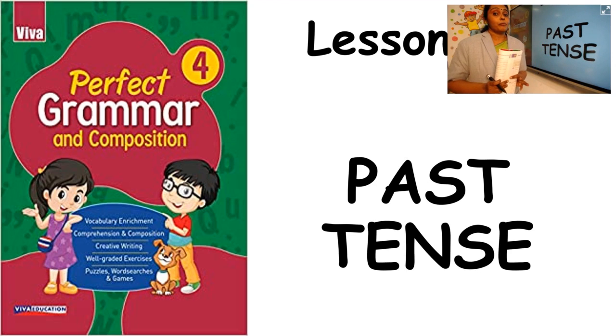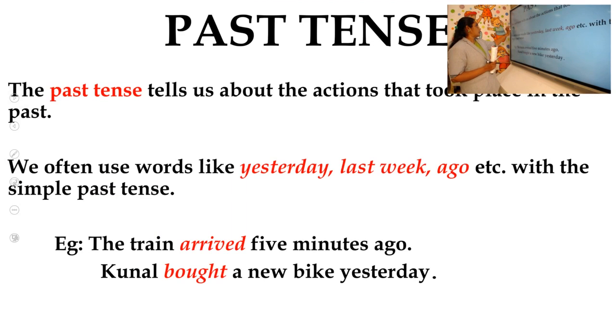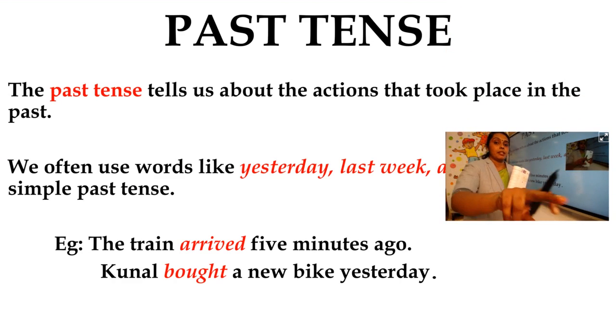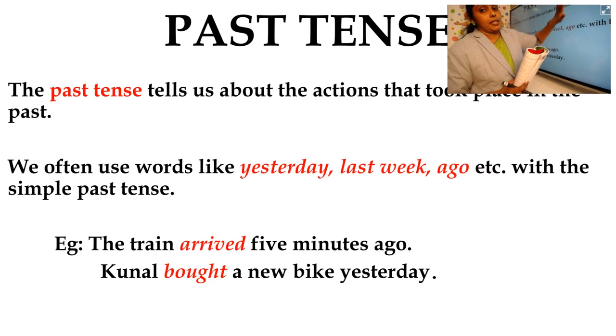Last class you studied what is present tense, isn't it? This class we are studying what is past tense. Past tense tells us about the actions that took place in the past. Past means we can say yesterday or day before yesterday or 1 year before or 5 years before, like that. So, the actions that happened in the past, we will use the past tense.